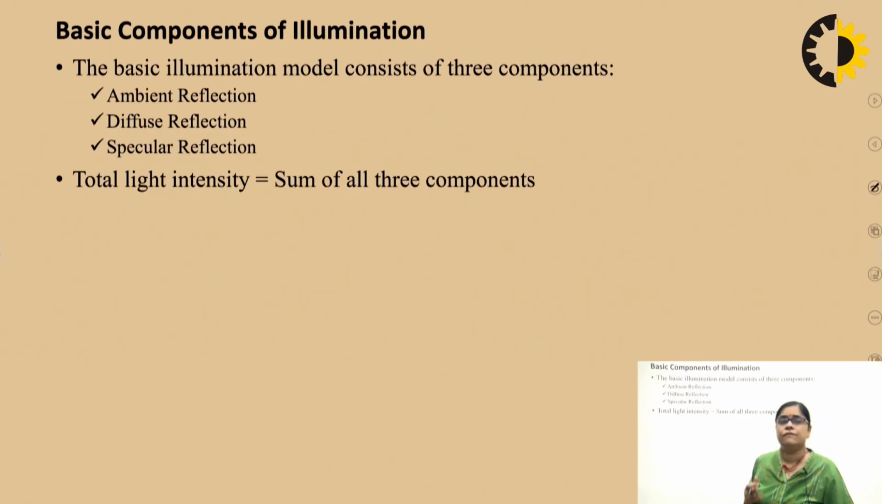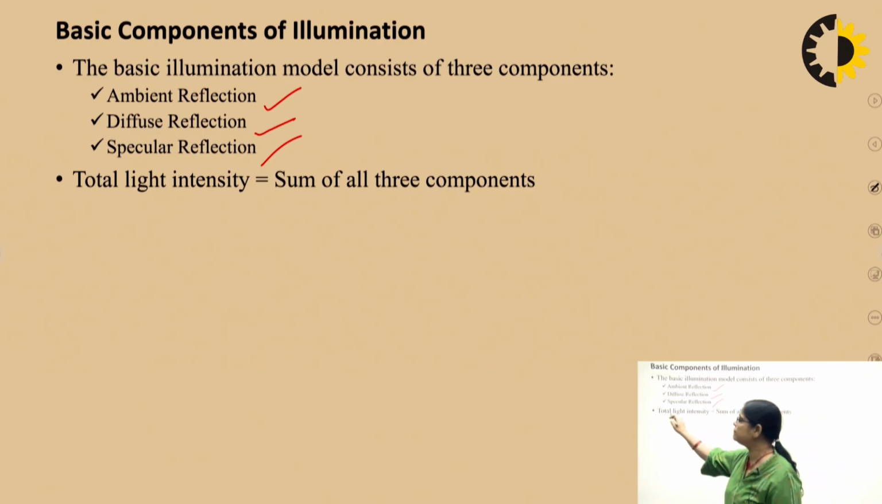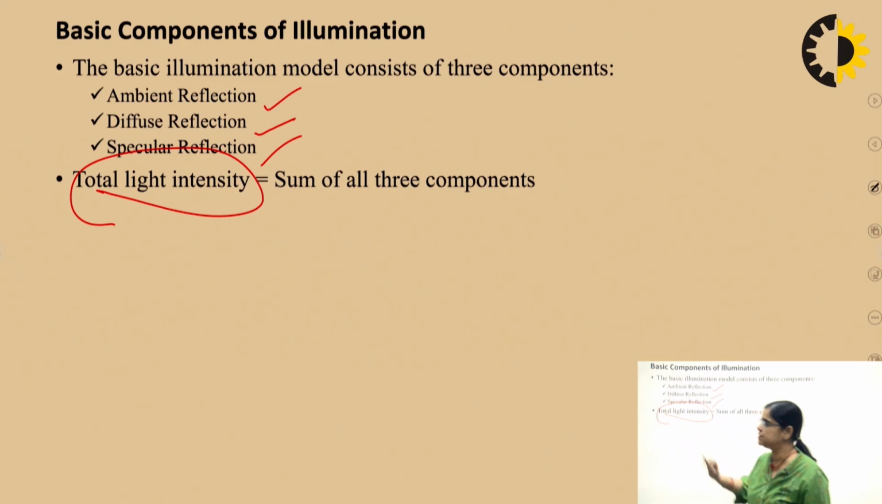Now, when I am discussing illumination, for the basic illumination model there are three components that we should know about. The first one is your ambient reflection. The second is your diffuse reflection. The third is your specular reflection. And when we combine all these components, we are able to find out the total light intensity, right? So this is what we are finding.